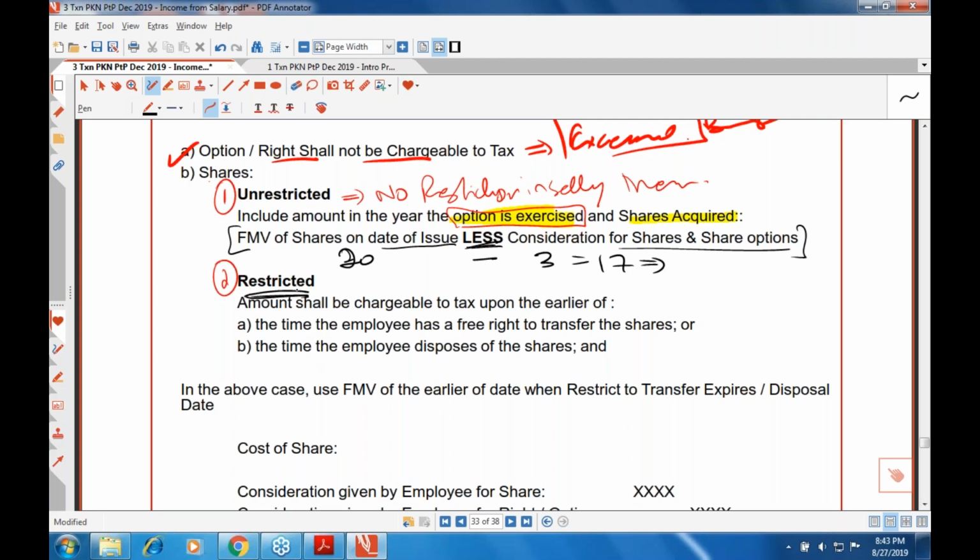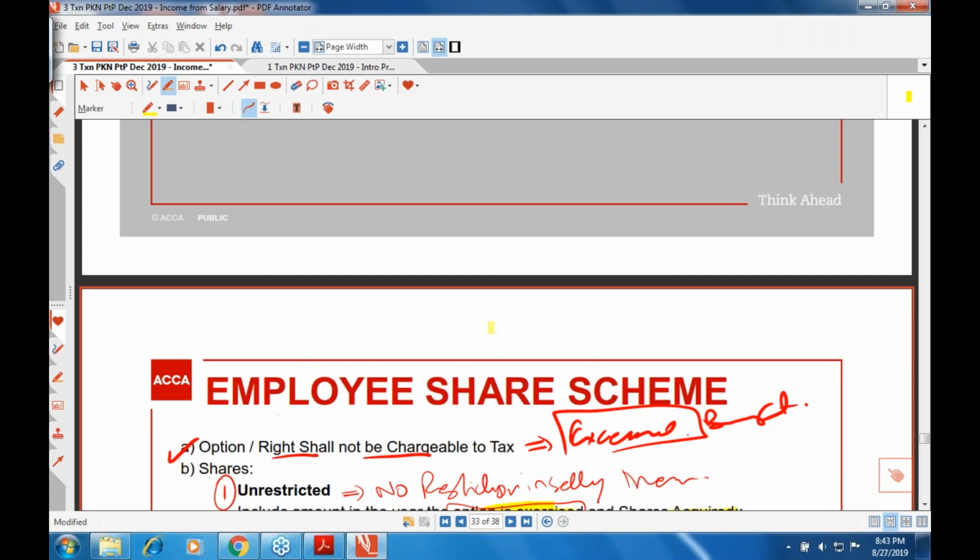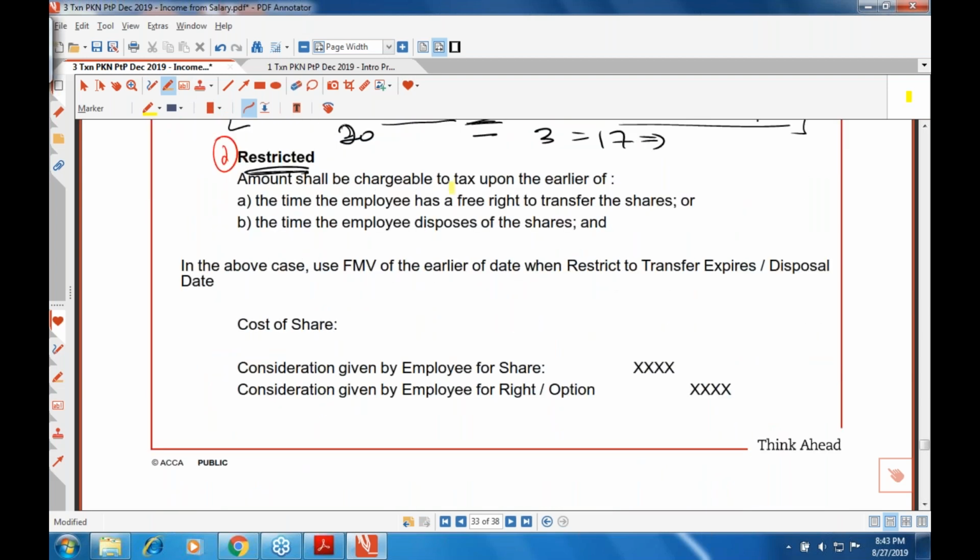The amount to be included in the salary is upon the earlier of the time the employee has a free right to transfer the shares or the time the employee disposes of the shares. Now I'm going to explain these things. For example, I've got shares of a public company and the company is unlisted. The company has placed a restriction on the transfer of shares. The transfer of shares is restricted right now.